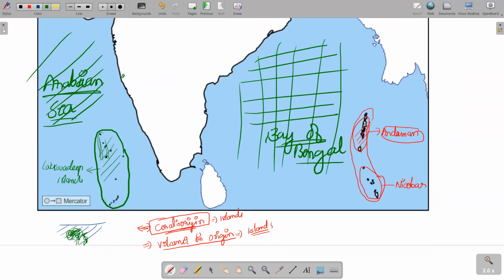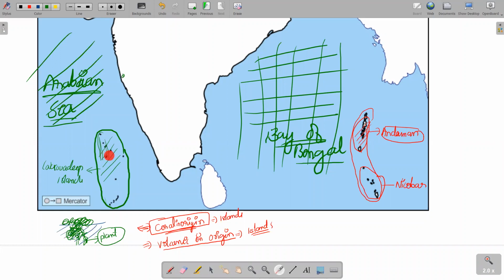These plant species accumulate over thousands of years and create their respective islands. So whatever islands are produced because of certain plant species in the water are called coral in origin. And the islands that arose from volcanoes are called volcanic islands. So whenever you are asked about coral islands, simply go and point out the Lakshadweep Islands.